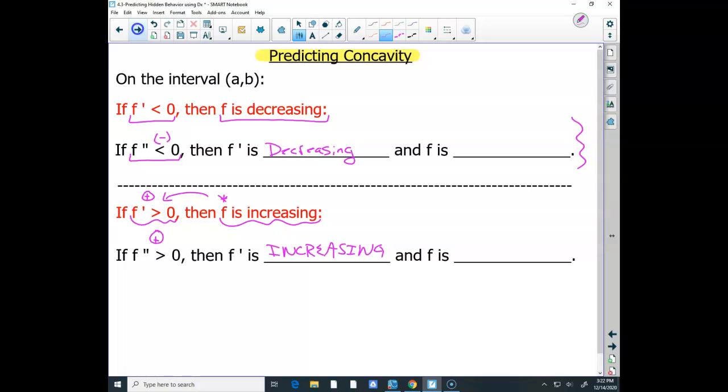But if f double prime is positive, the function from which this was derived must have been increasing, and it came from the first derivative, and hopefully that makes a little bit of sense to you, okay? And I'm going to fill that line in a minute.